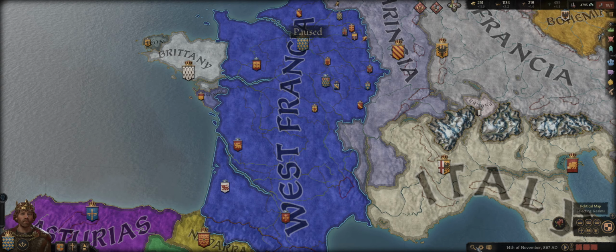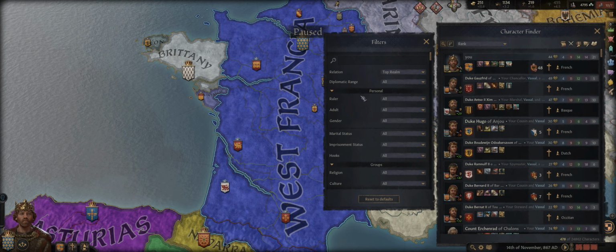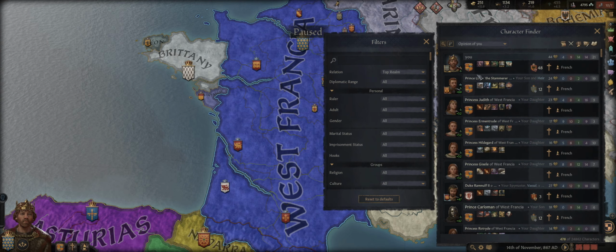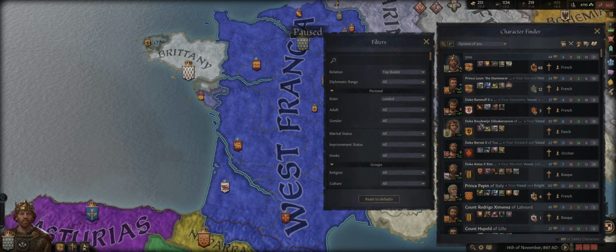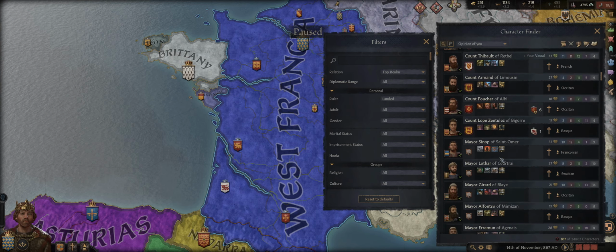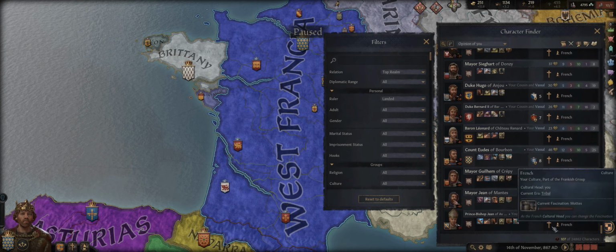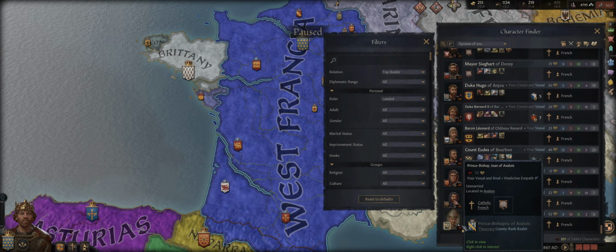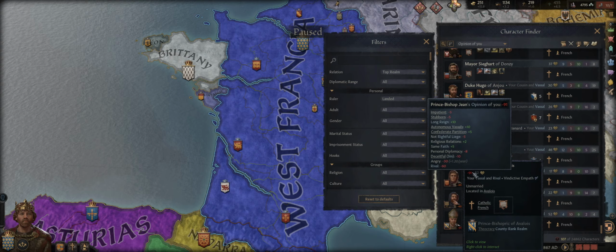Let's go ahead and take a look at what other problems are currently plaguing our realm. If we go to the character finder and then we sort by opinion yet again, let's see what everyone is upset about. First thing we're going to want to do is make sure they are a landed character. That's mostly whose opinion we care about, and let's see what the issue is. Obviously, he is a rival, which provides a negative 60 opinion. There's not too much we can really do about that.